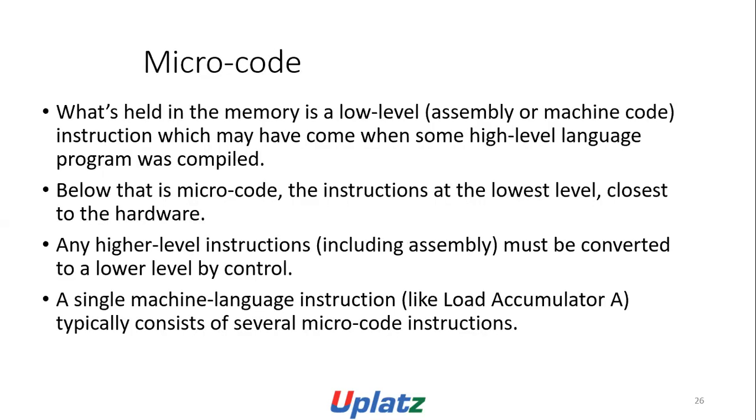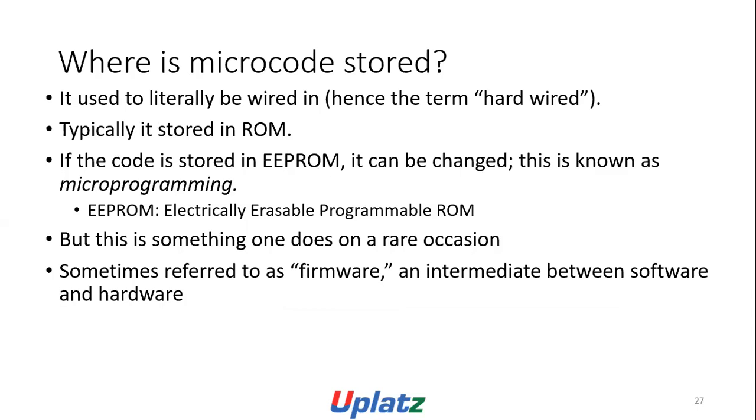Microcode. What is held in the memory is a low-level assembly or machine code instruction, which may have come when some high-level language program was compiled. Below that is microcode, the instructions at the lowest level closest to the hardware. Any higher-level instructions, including assembly, must be converted to a lower level by control. A single machine language instruction, like load accumulator A, typically consists of several microcode instructions.